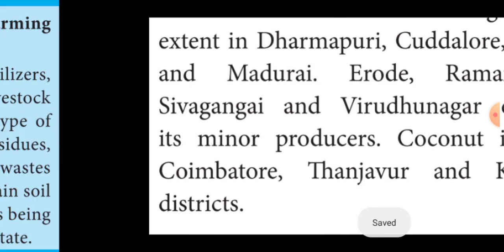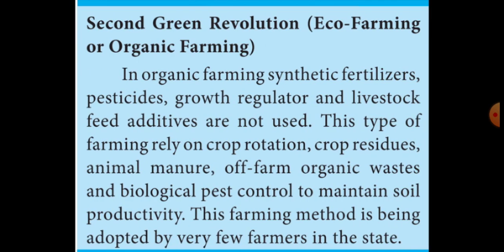Then the second green revolution, that means eco farming or organic farming. In organic farming, synthetic fertilizers, pesticides, growth regulators and livestock feed additives are not used to cultivate the crops. This type of farming relies on crop rotation. That means they are rotating the crops. One season they are cultivating one crop and another season they are cultivating other crops.